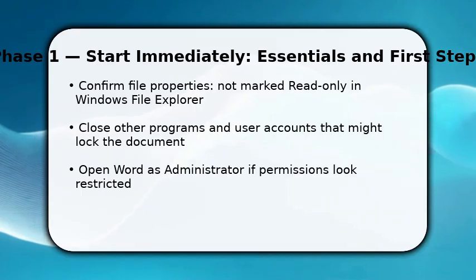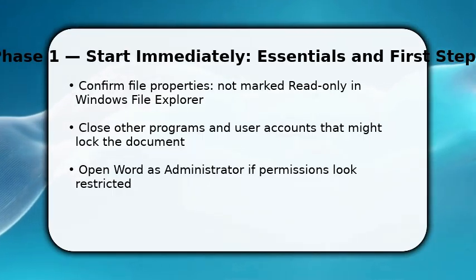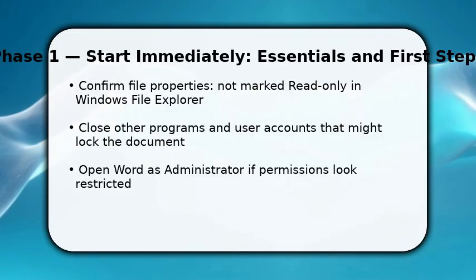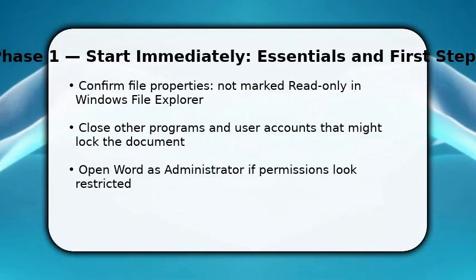Once done, make sure no other account or program is holding the file open. Close collaborations, cloud syncs, and other editors. If permissions still block you, right-click Microsoft Word and choose Run as administrator. This elevates access so you can proceed to save changes and ownership adjustments.